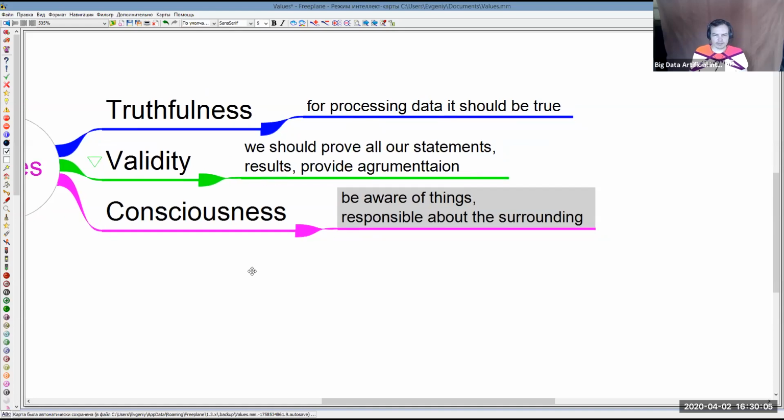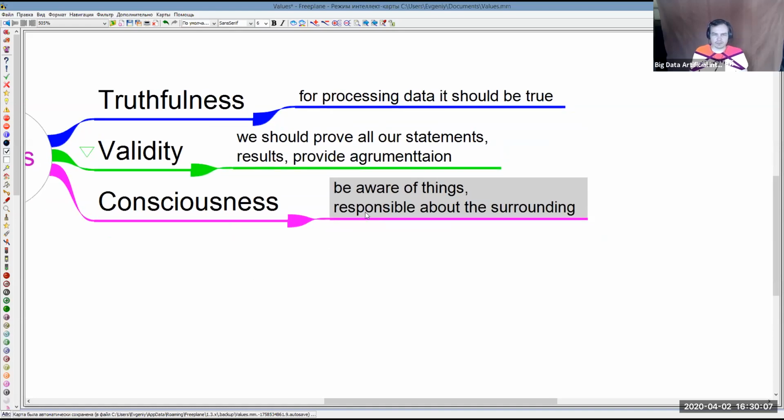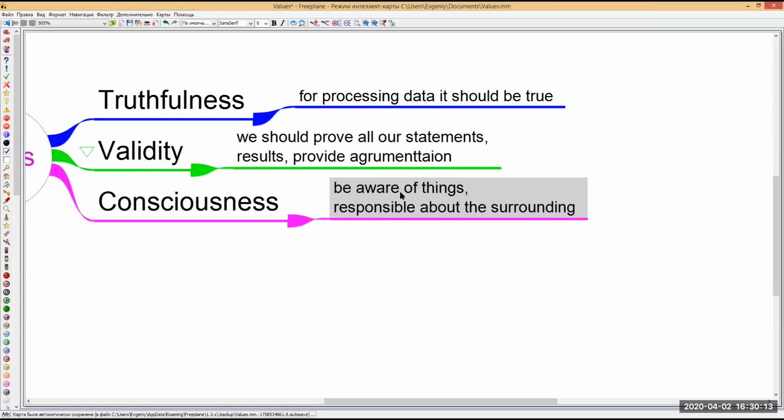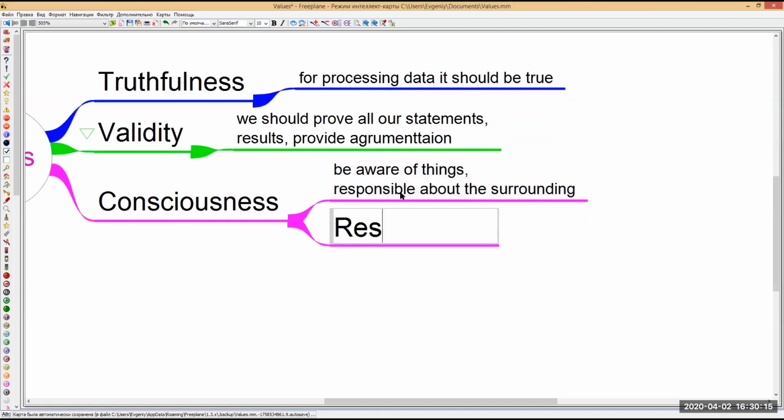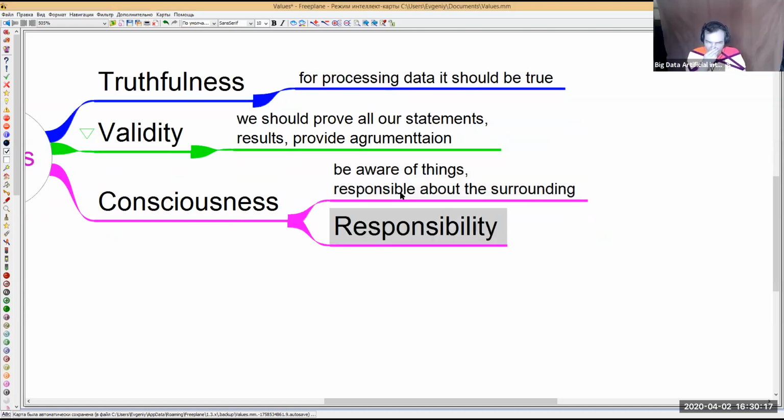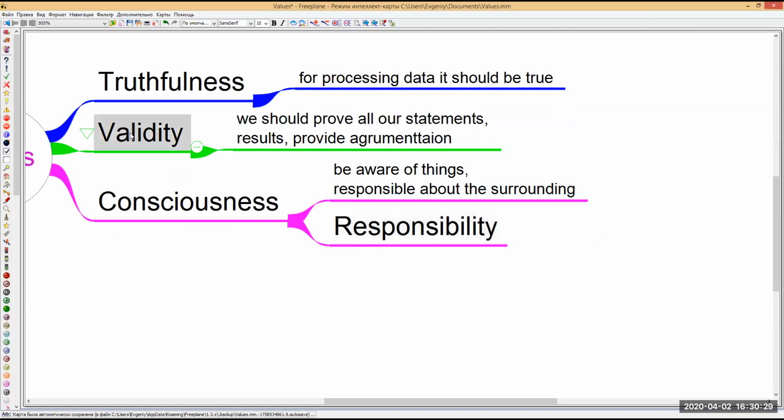Great. Yeah, that's great. So responsibility can also be a kind of value. Yes, I think so. Okay, that's great. Please suggest some picture about consciousness.